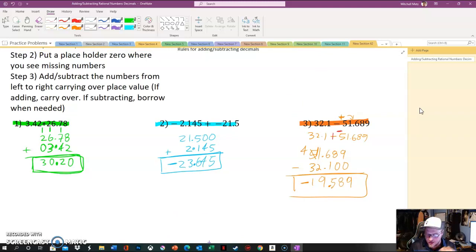So that is how you add decimals or rational numbers using integer rules and looking at the steps to add decimals. I hope this helped you out. So keep practicing and use this as a reference to be able to add them together.